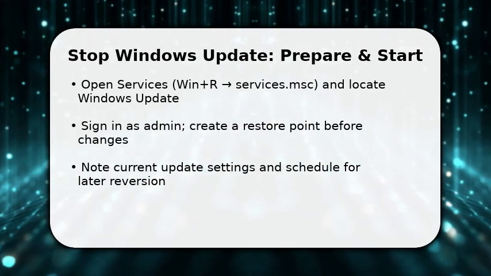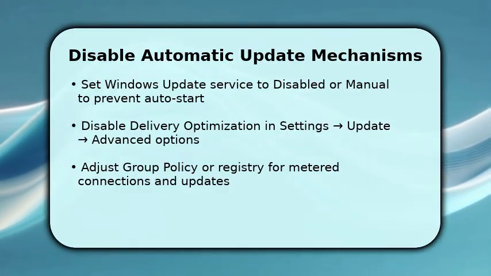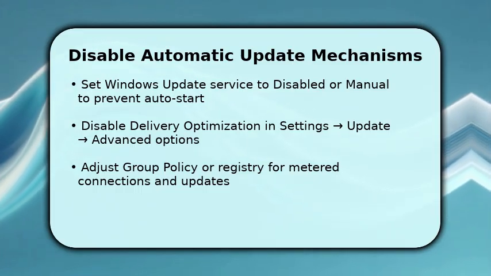Once the Windows Update service is stopped, set its startup type to Disabled or Manual so it won't restart automatically after reboot. Choose Manual if you want to start it manually later.